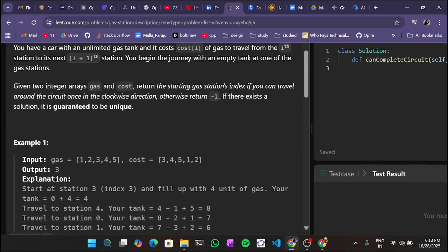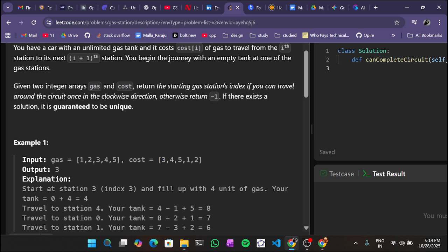Let's see. If we start from the 1, we'll add 1 to the tank. Now we have 1 in the tank, and we have to move to the next one, which would add 2 to the tank. Now we'll have 3, but we have to remove 3 gas points, which would make our tank 0 again, and we cannot move forward. So it's ruled out.